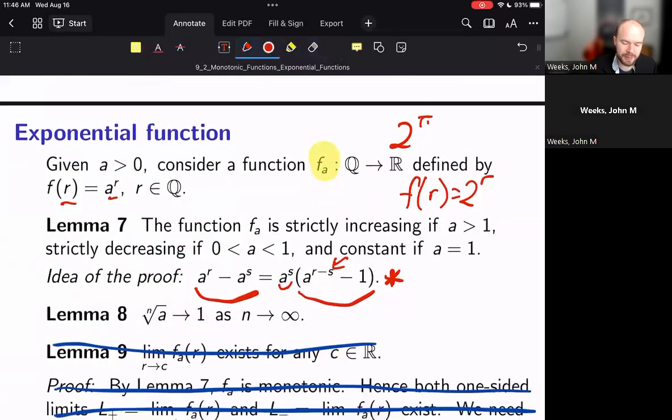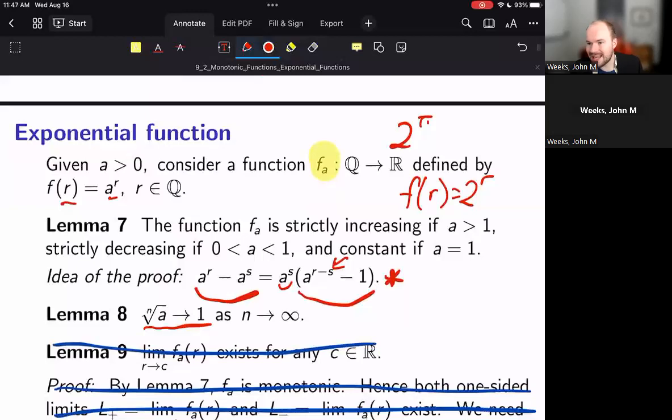Another lemma that's useful for me is that whenever I take something and consider the power of 1 over n as n goes toward infinity, then the nth root of a is going to go toward 1. This is true for any finite number a that I'm plugging in, as long as a is going to be greater than 0.